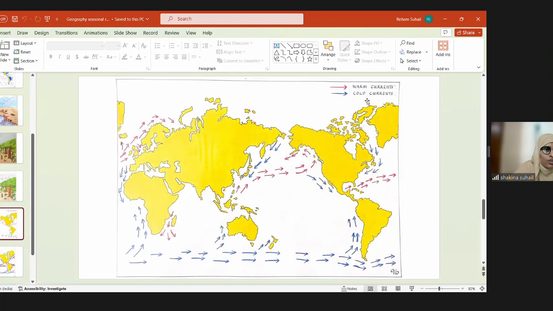So now you're connecting the currents to the winds and bringing to their awareness that these arrows are also talking about the winds that blow from that direction. So talk about what the cold current and hot current does to those particular places.